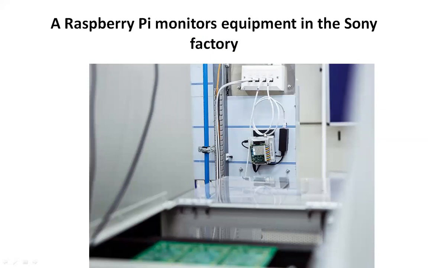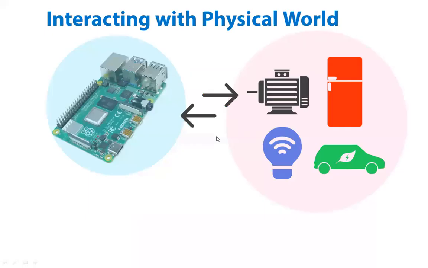Can you see the Raspberry Pi, all of you? My mouse pointer is showing you the Raspberry Pi. So this Raspberry Pi is being used by Sony for factory monitoring. Okay, all of you. Right.